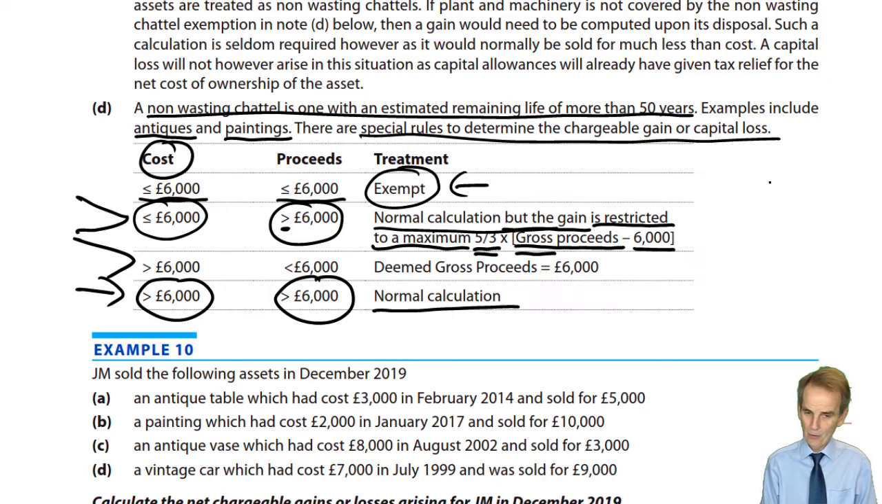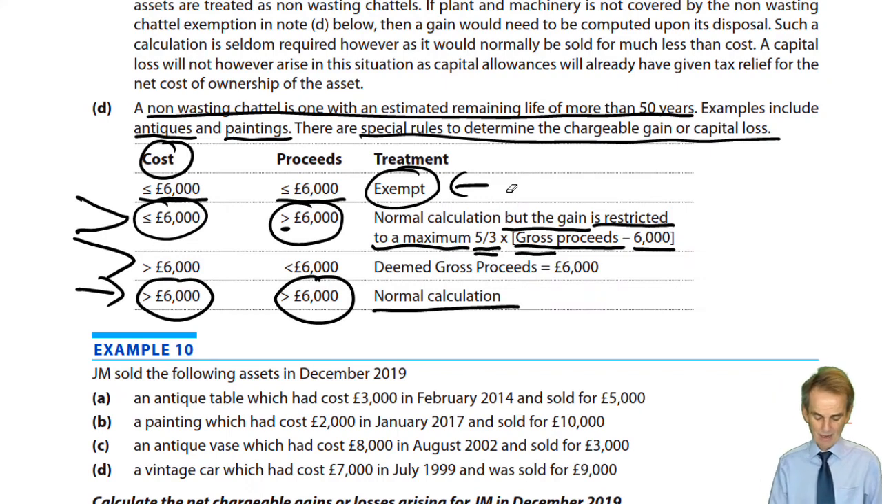Now, don't start worrying where this comes from. It is an arbitrary number. Somebody decided, yeah, we'll use that particular fraction. It is 5 over 3. 5 over 3 times that excess of the gross proceeds over the 6,000 chattel exemption limit.